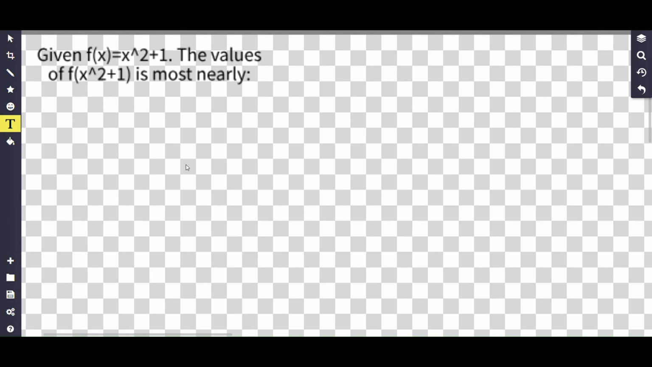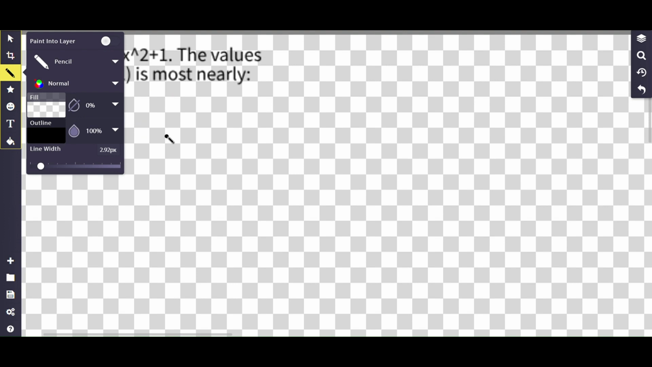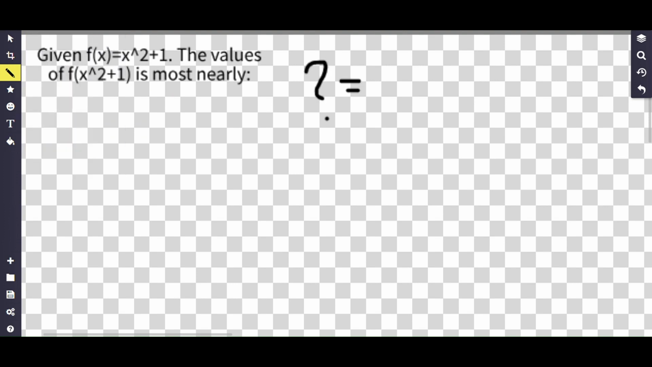So moving forward, something to keep in mind when we're looking at a problem such as this. What do we know? We know the equation x squared plus 1. Okay, that is an important part here. So given f of x equals x squared plus 1, the value of f of (x squared plus 1) is most nearly what? When I first was given this problem, the notation threw me off. So it took a little bit of understanding on what they were trying to ask for, and so bear with me as I try and show you guys what I wish somebody had shown me.